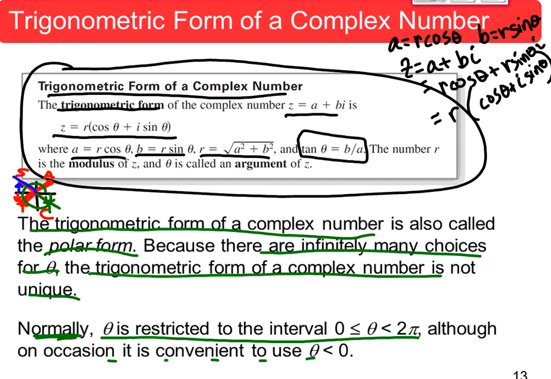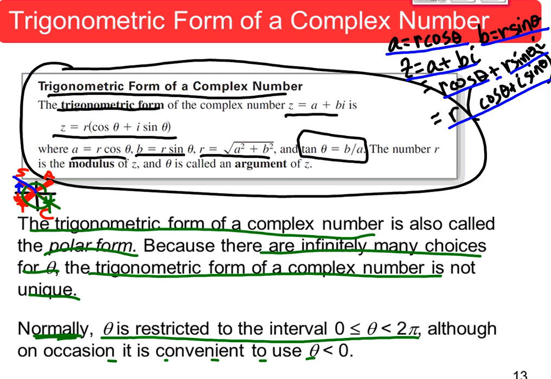And so just some reminders here that a equals r cosine theta, so that's something you want to know. A equals r cosine theta. B equals r sine theta. And then z can be written these ways. Z equals a plus bi. So we can have that as r cosine theta plus r sine theta i. And then just distributing out the r, that's how we get this r parentheses cosine theta plus i sine theta.